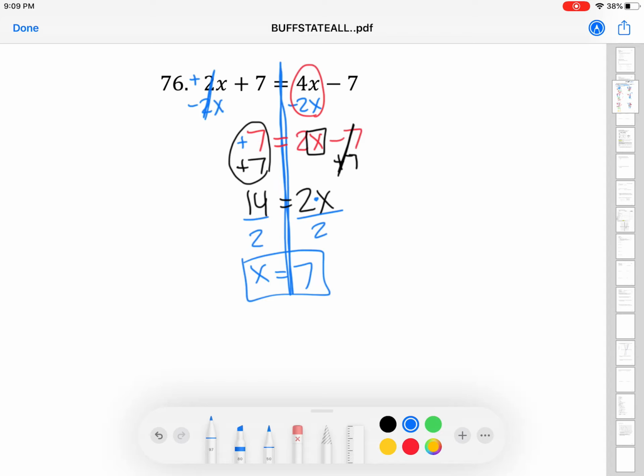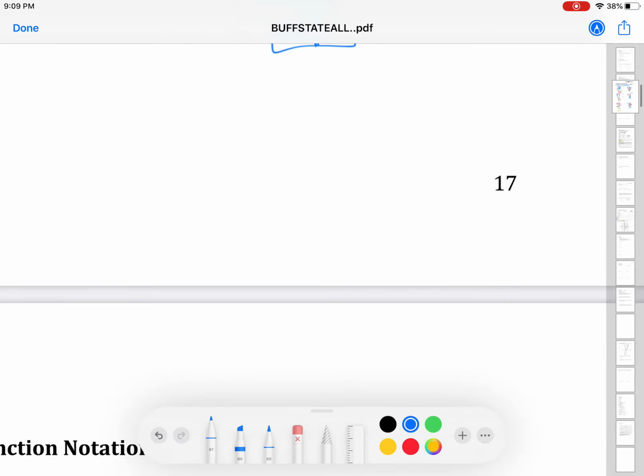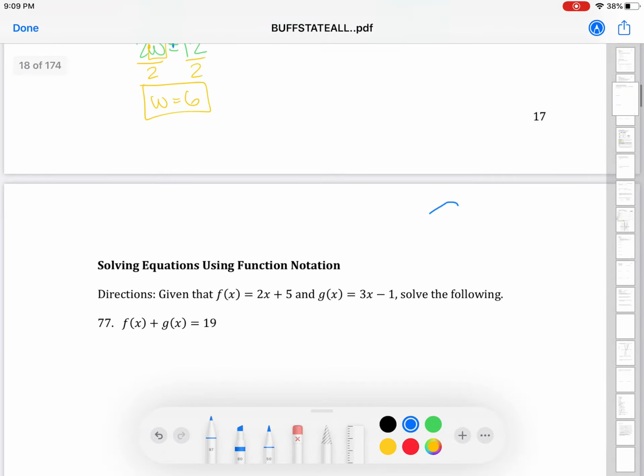Okay, and then 2 is being multiplied by x, so to get rid of it, I divide both sides by 2, and I get that x is equal to 7. Lots of 7s.